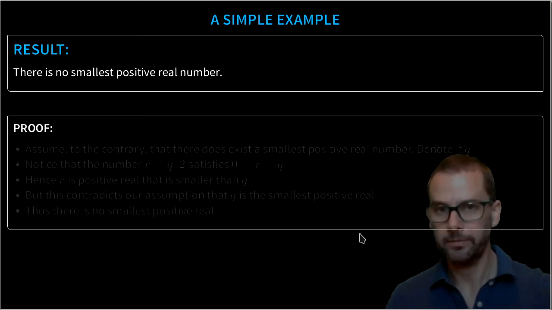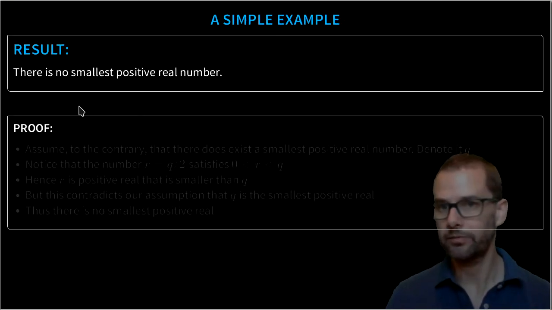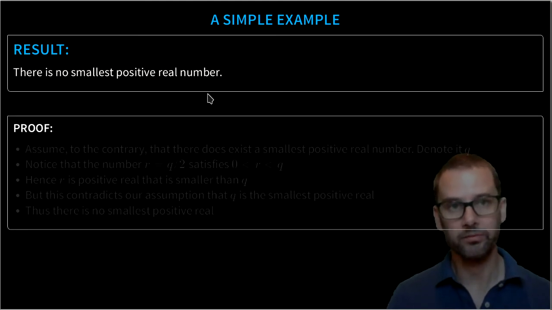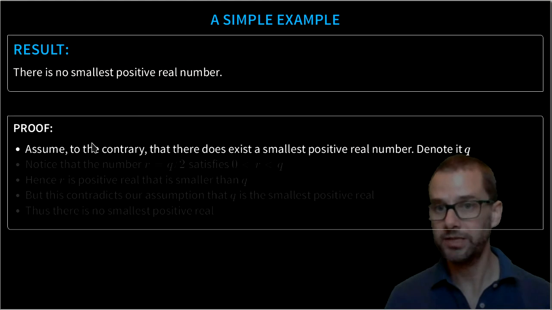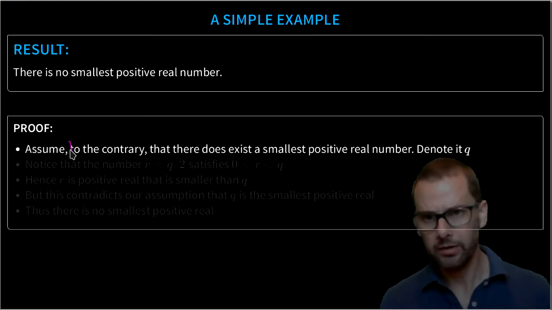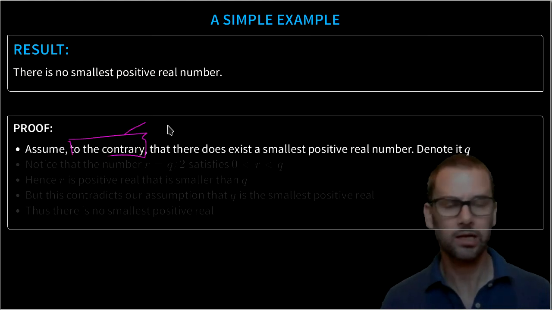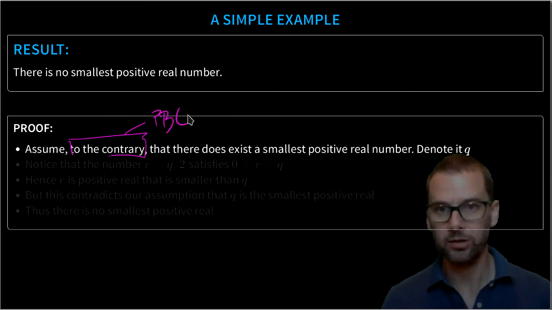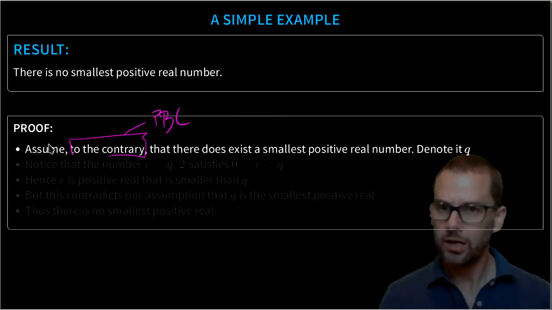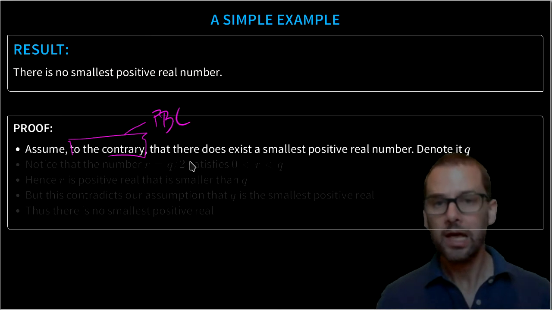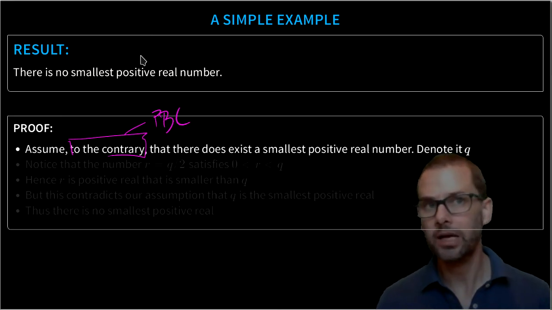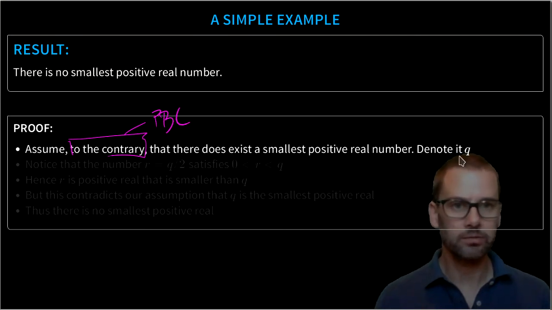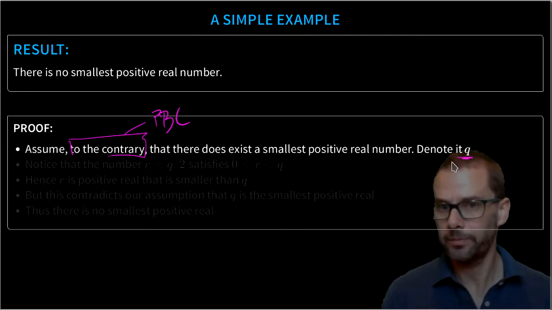So let's see this in action. Here's a very simple example: there's no smallest positive real number. In a proof by contradiction, the first thing we're going to do is write "assume to the contrary", which is just a little warning telling the reader that proof by contradiction is about to happen. So assume to the contrary that there does exist a smallest positive real number. Okay, so just the negation of this statement. And let's denote it by the symbol Q.